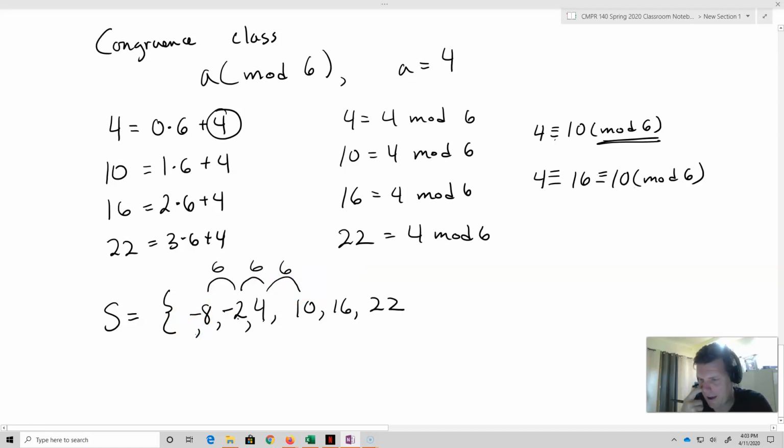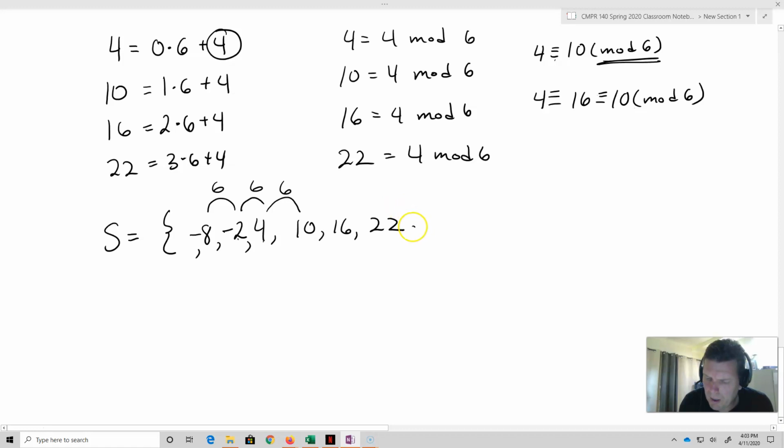And so we can actually have members of the congruence class that are also negative, right? In fact, you can also have moduli that are negative. It's not a problem, all right? And so on and so on and so forth, and these guys, what we're going to do is we're going to see, can we find some things that they all have in common, right?